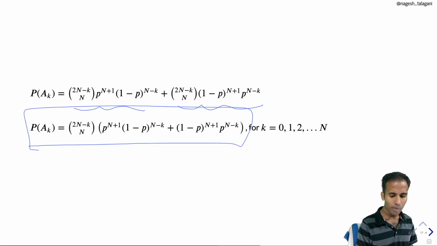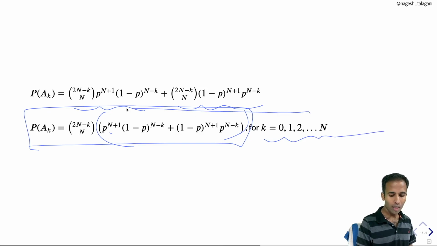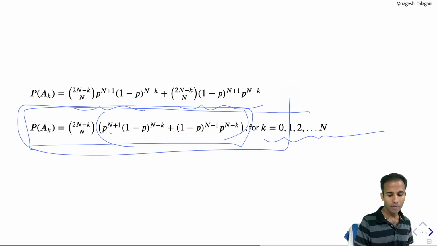The probability of Ak is going to be (2n minus k choose n) [p^(n+1) (1 minus p)^(n minus k) plus (1 minus p)^(n+1) p^(n minus k)] for k equal to 0 to n. So this is the probability of Ak, that is, the probability of finding one box empty and the other box containing exactly k matches. Okay, fine.